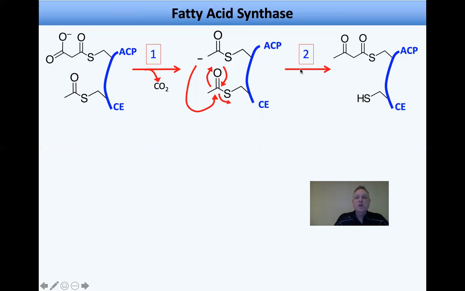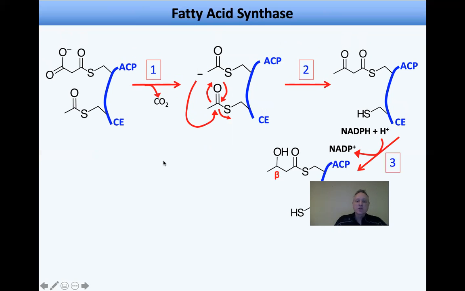And what you end up doing is you end up transferring the 2 carbons of acetyl-CoA that were once on condensing enzyme over to acyl carrying protein. 1, 2, 3, 4. And now what we've done is we have 2 plus 2 is actually 4. But in order to do that, we had to lose a CO2. So it's actually 2 plus 3 minus 1 is 4. And so now we have the very nascent growing fatty acid chain.